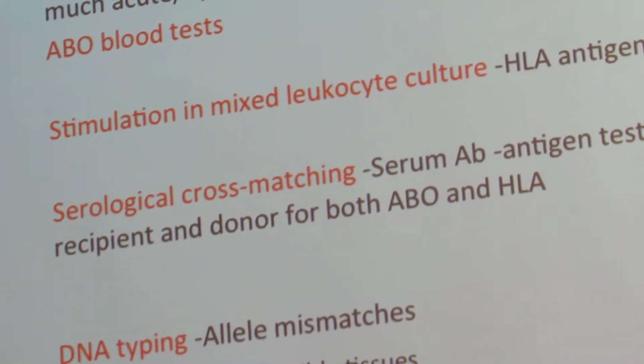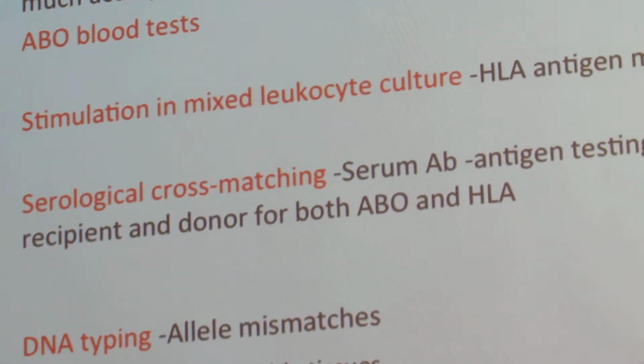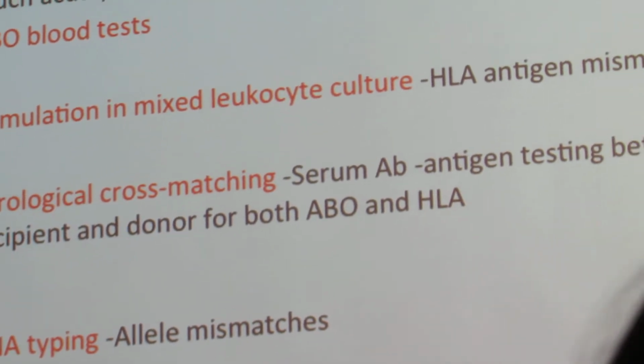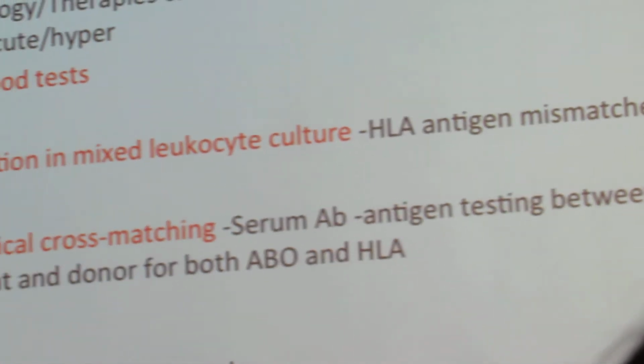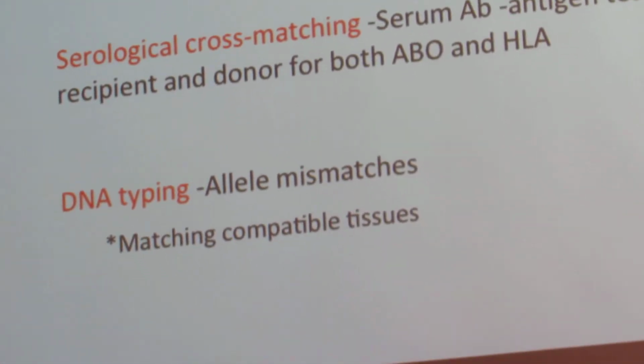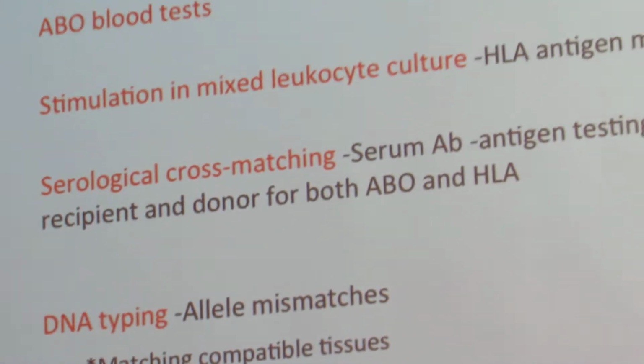You have blood tests determining if you have different A, B blood, A or B, O blood. Stimulation of mixed leukocyte culture. You don't really know what these tests are, just know that they exist and what they're sort of accomplishing. DNA typing. So just know the red, right?